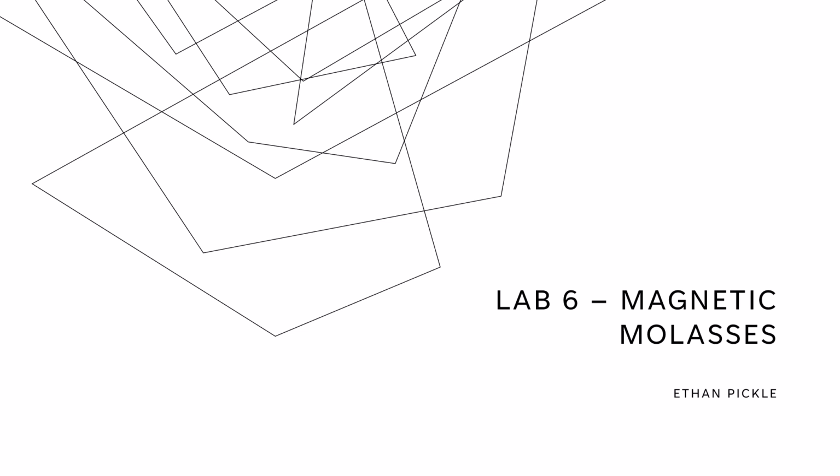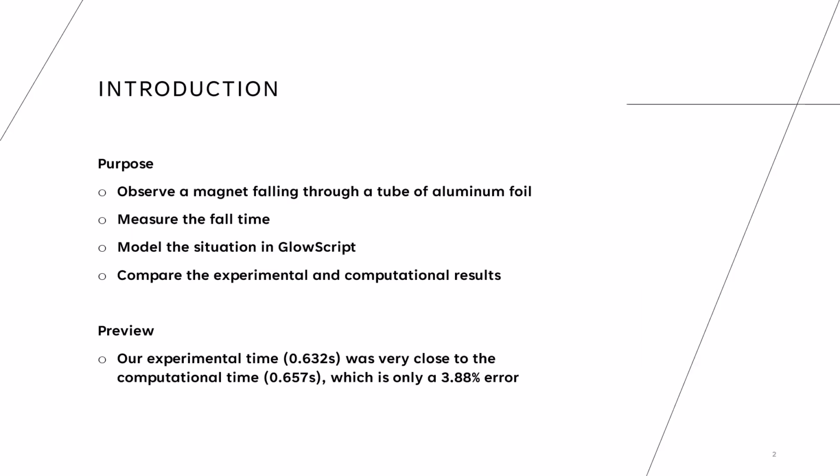This is magnetic molasses. The purpose of this lab is to observe a magnet falling through a tube of aluminum foil and then measure the time it takes to fall. Then we're going to make a GlowScript model and compare those two results. As a preview of our lab, our experimental time was actually very close to our computational time, with less than a 4% error.